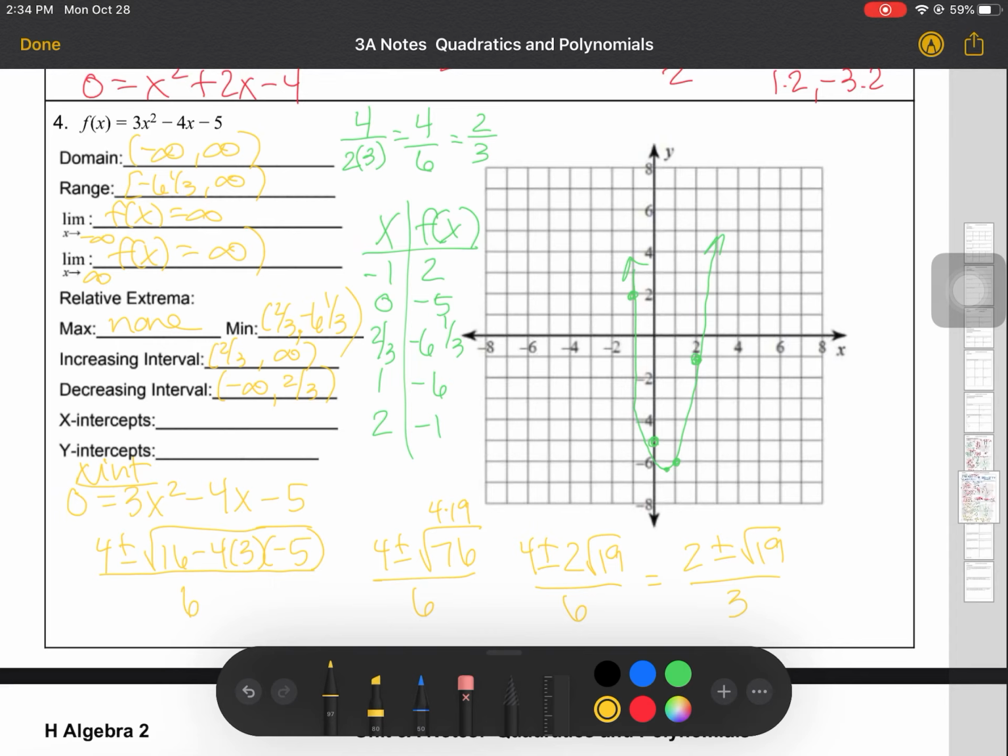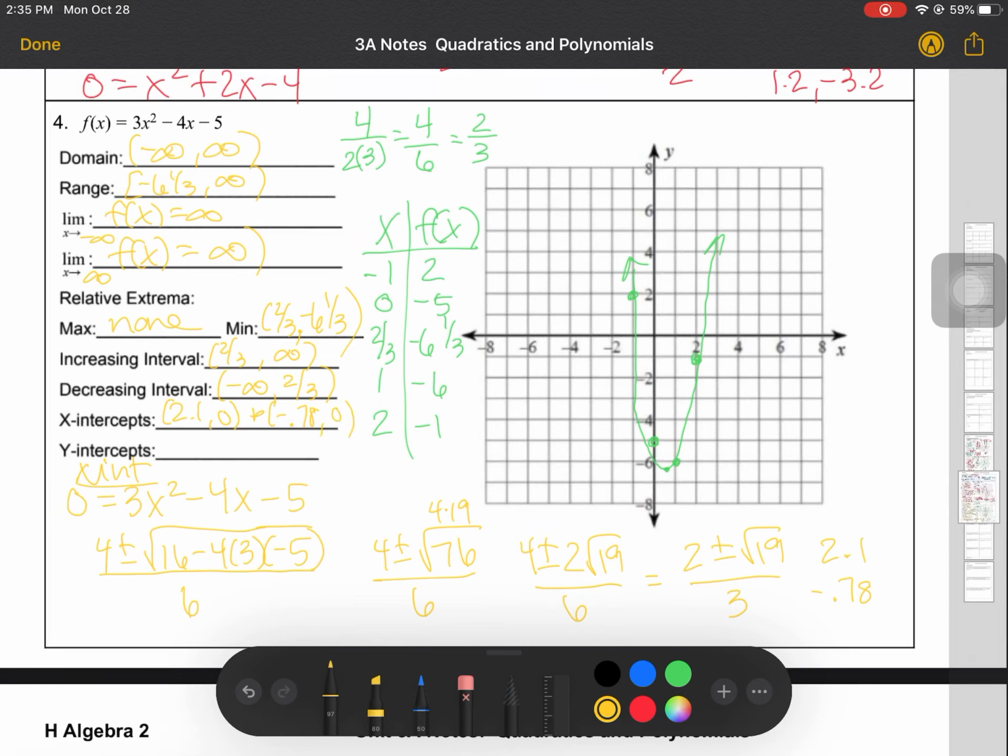Again, to help you approximate, I would actually type that into your calculator. So 2 plus the square root of 19, and then divide it by 3. That gives you about 2.1. And 2 minus the square root of 19 gives you about negative 0.78. Both of those seem totally plausible based on my graph, and that helps you to know that you're probably on the right track.